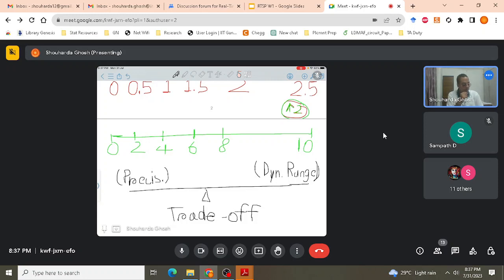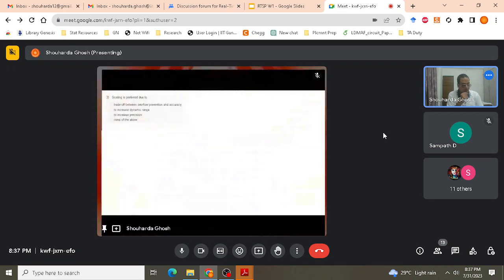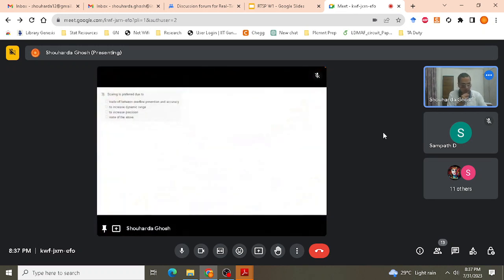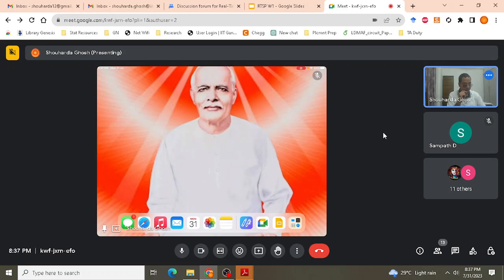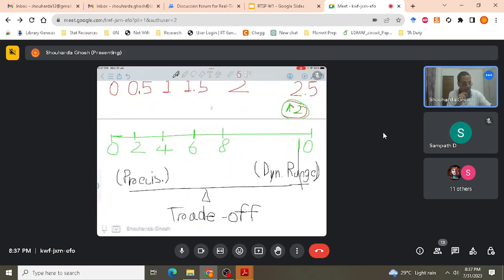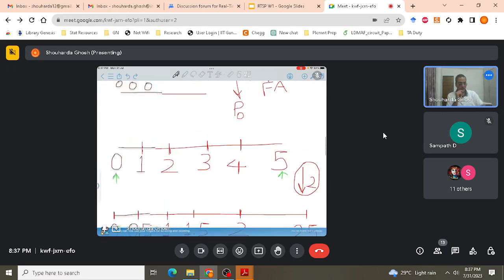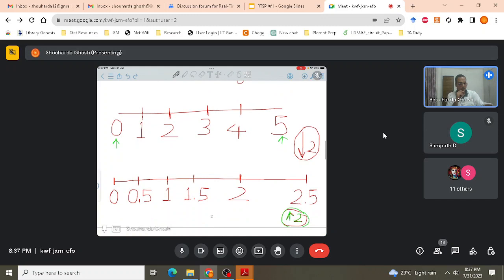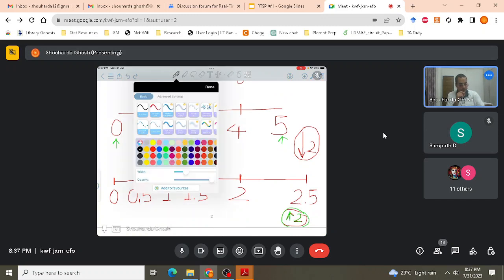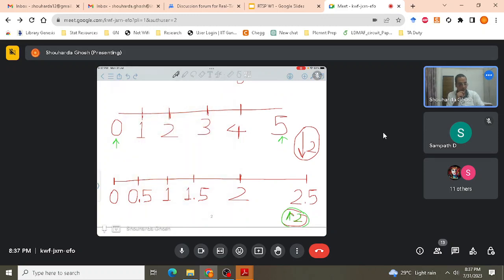Okay, so there's a trade-off between precision as well as dynamic range, but here it is written trade-off between overflow prevention as well as accuracy. Now let me clear this out for you. The accuracy thing is similar to that of the precision. So what happens over here is that, let's say when you are, that's one aspect of this thing.